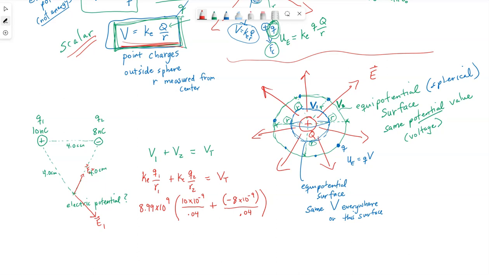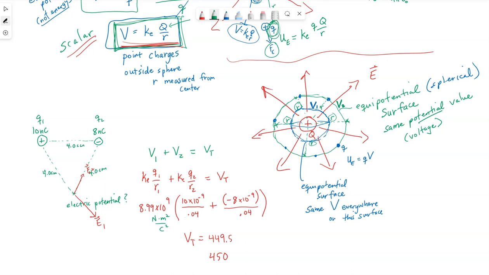the total voltage at that point in space, I'm getting 449.5, which we have at best 2 sig figs, so 450 units. This is newtons meters squared over coulombs squared.